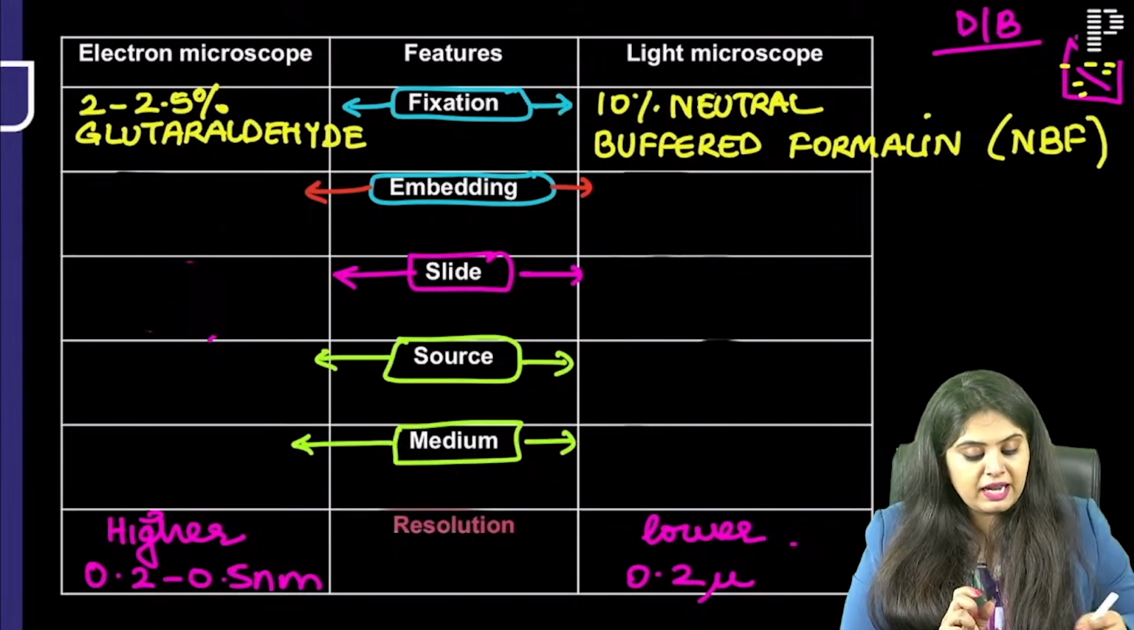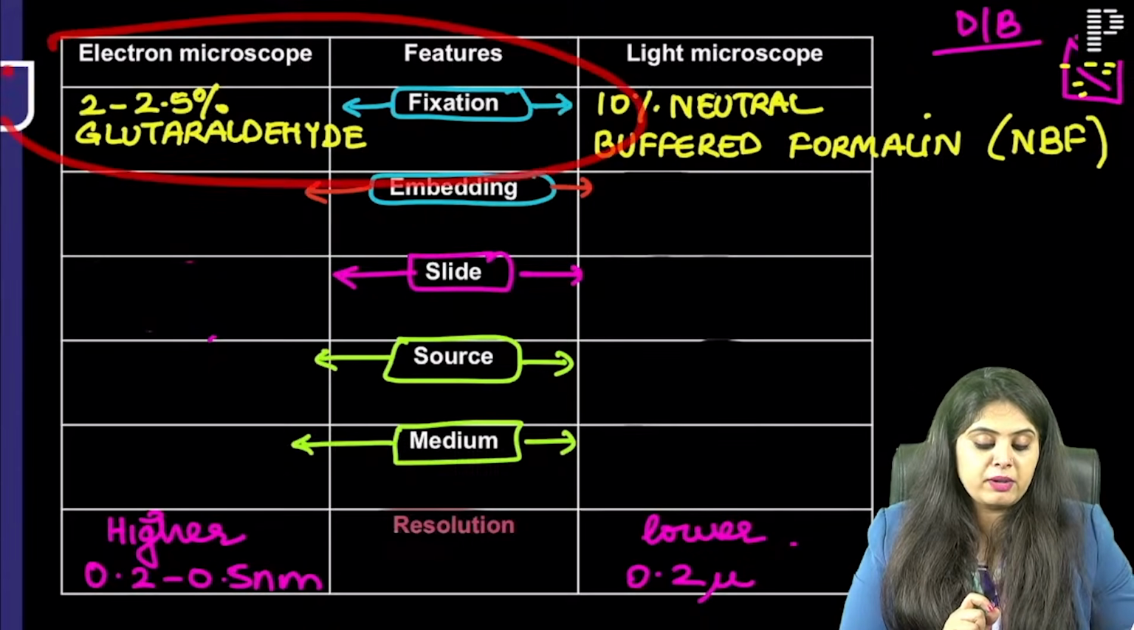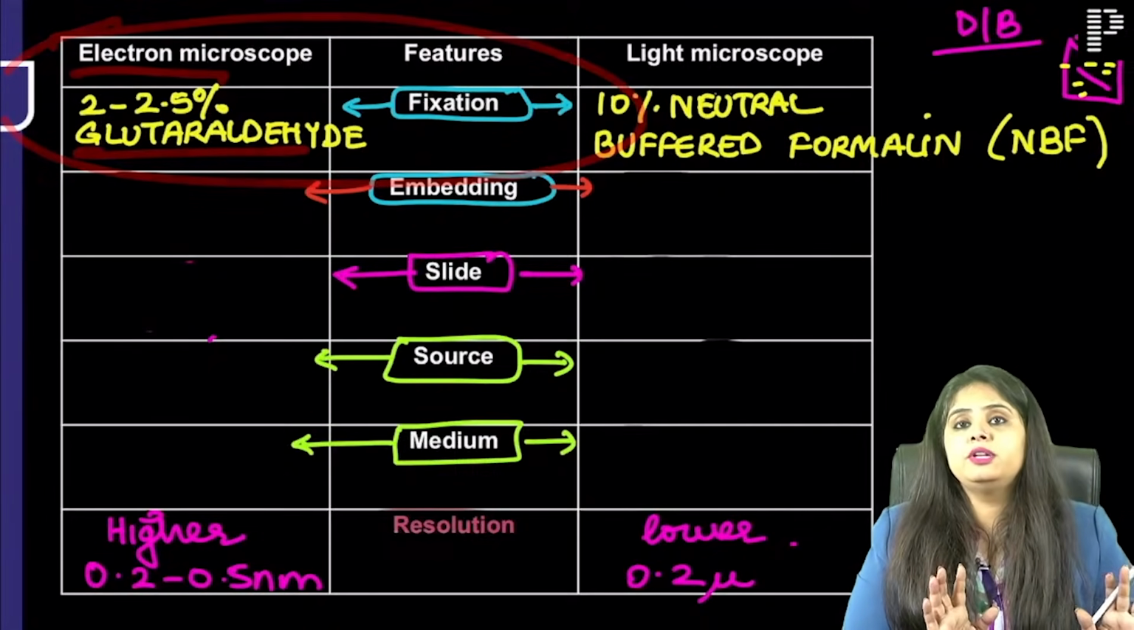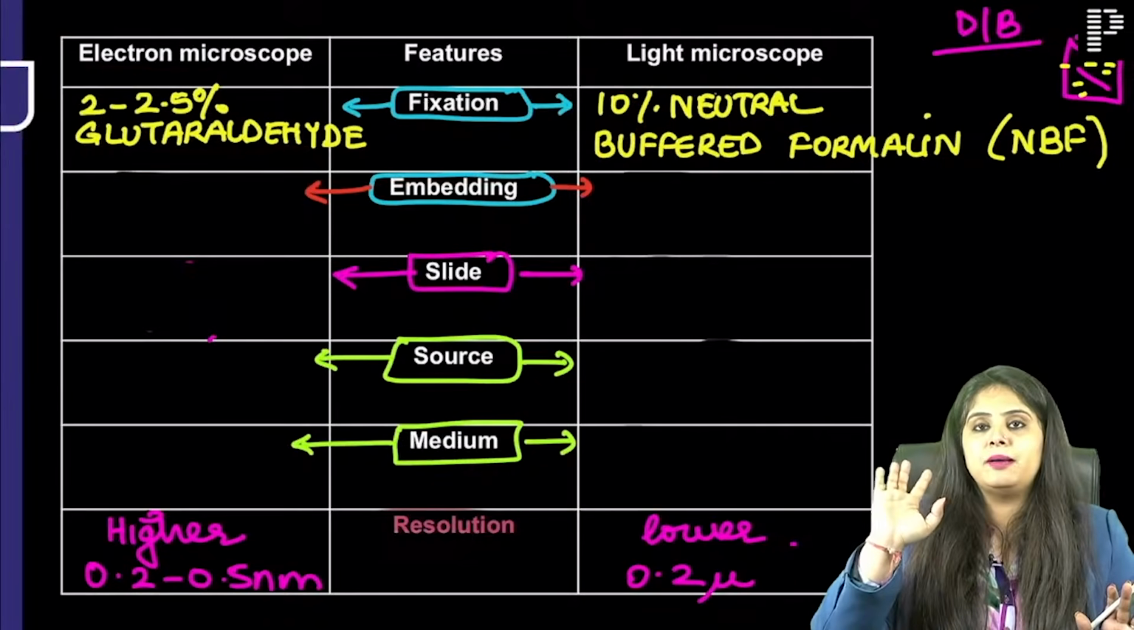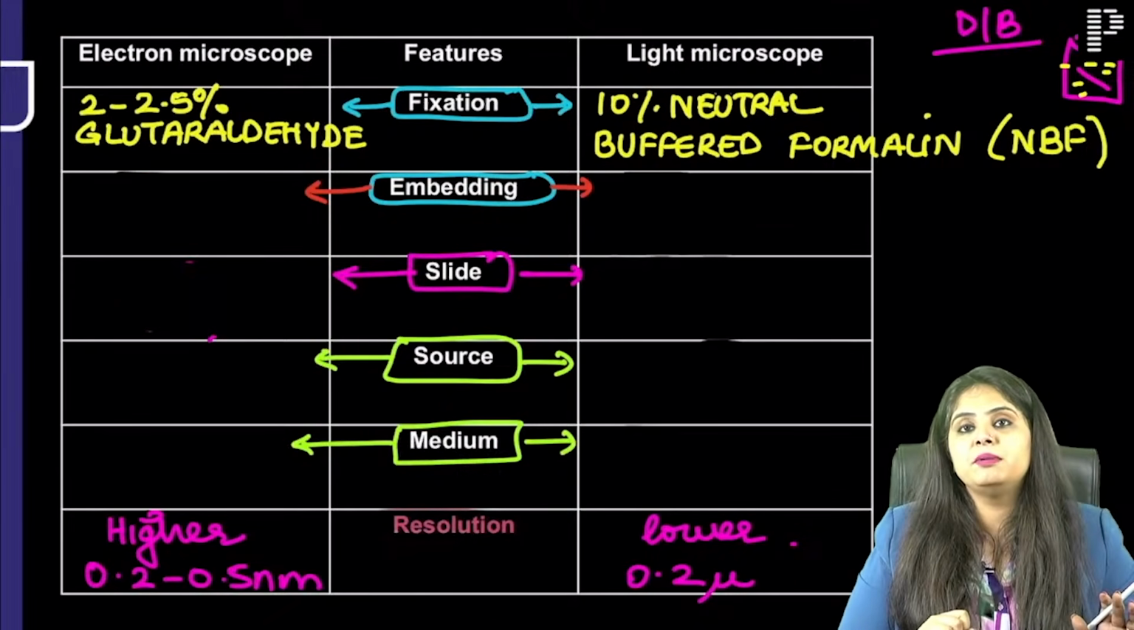So to send it for light microscope, you put it in formalin solution. To send it for electron microscope, you put it in glutaraldehyde solution. Now you've sent it to the lab. The intern's job is done. Now let's go to the lab and see what the lab people will do.